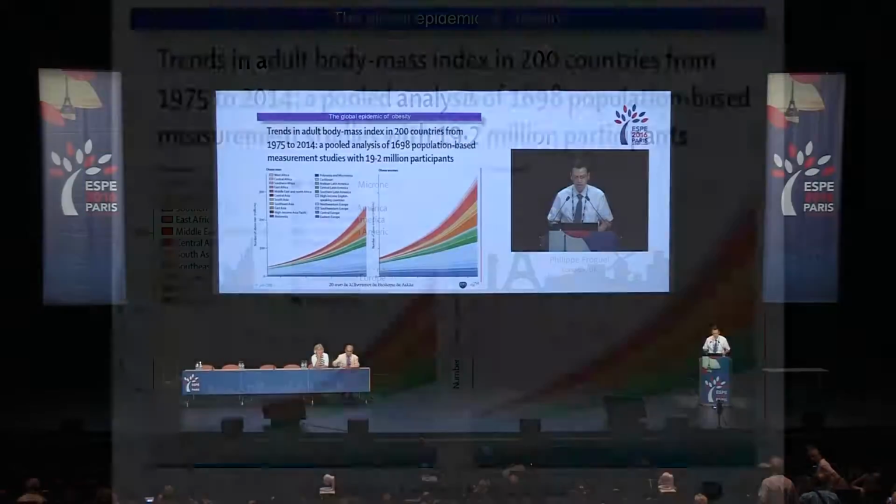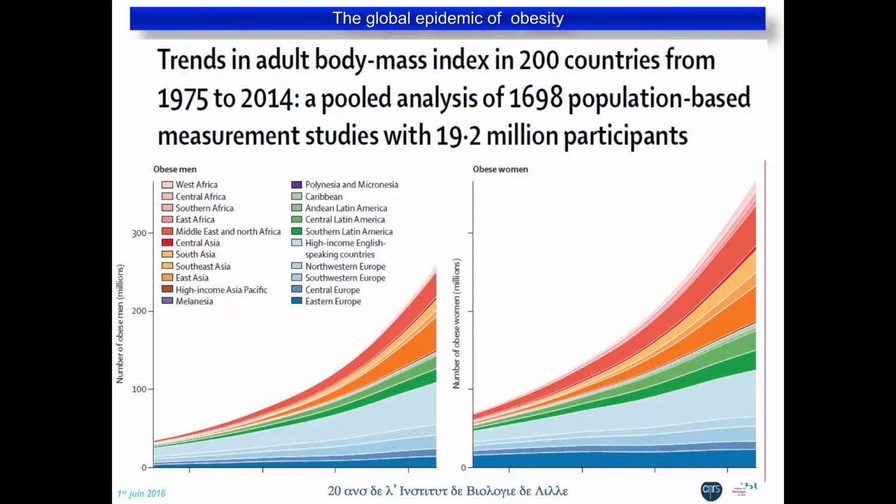So this slide shows the trend in obesity for adults worldwide. And so you see the tremendous increase in the number of obese patients everywhere. And probably there's about exactly the same trends in children.